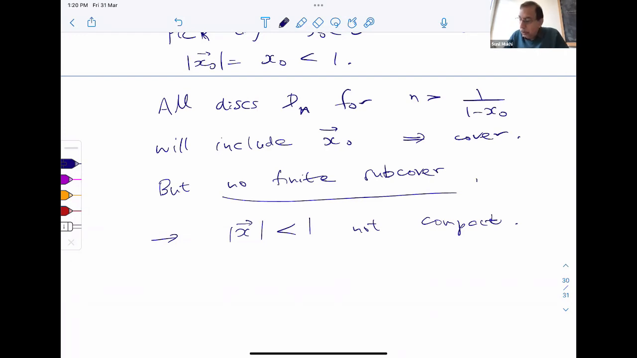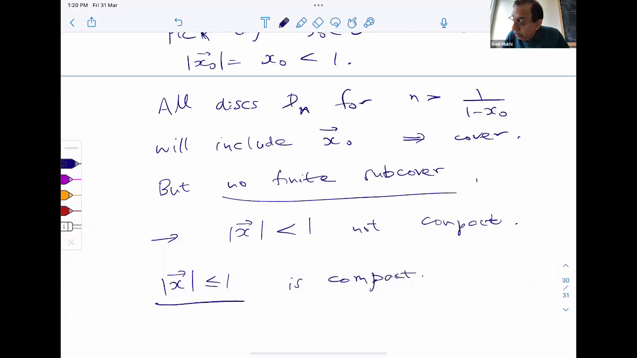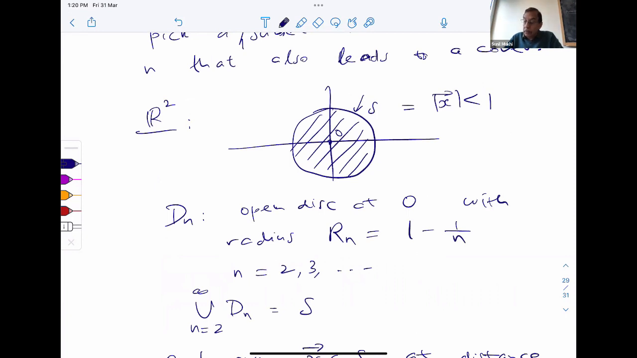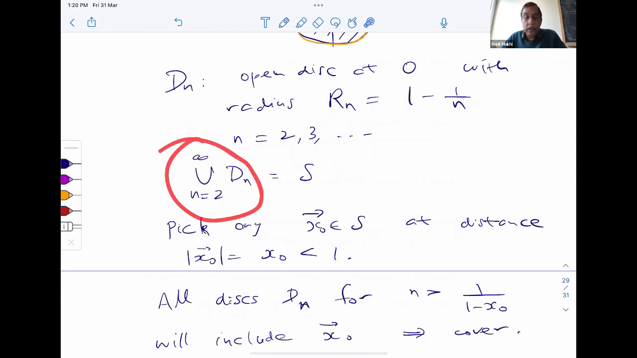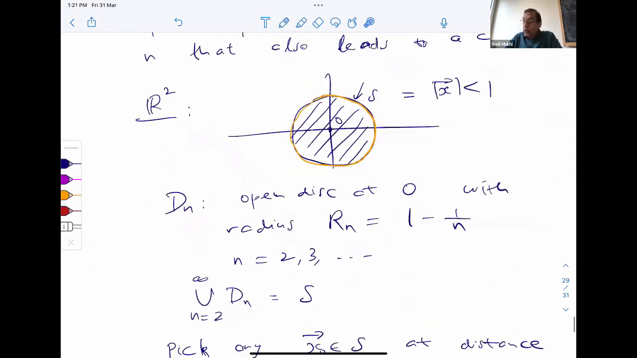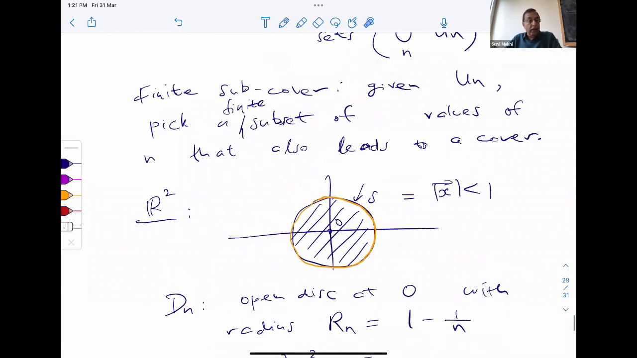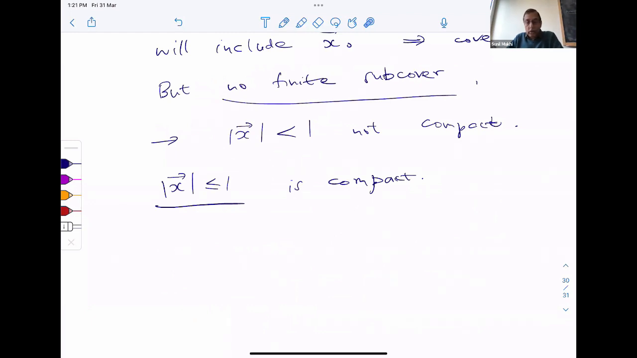Now, let's note also that |x| less than or equal to 1 is compact. What goes wrong in the previous proof is the following. Supposing I add this boundary here to it. Now I can pick a point on that boundary, and there's not a single open set in this union which contains that point. So this isn't an open cover anymore. The Dn are no longer an open cover if I add this boundary in. That's not a proof, that just shows that the previous thing broke down. Now you have to show that every open cover of this closed disk admits a finite subcover. If I call this one S, then this is non-compact, and this one I'll call S bar, and it is compact.